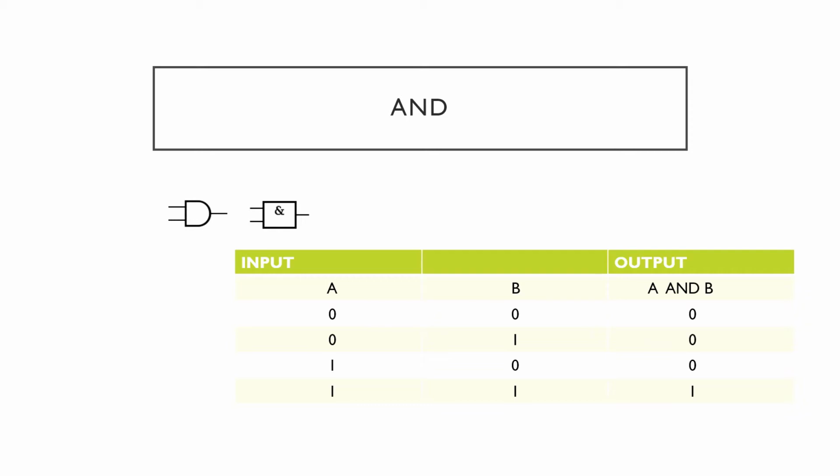By the way, unlike NOT, every other logic gate can have multiple inputs, just so you know. So, for AND to have an output of 1, every input has to be 1. If one input is 0, the output is automatically 0.